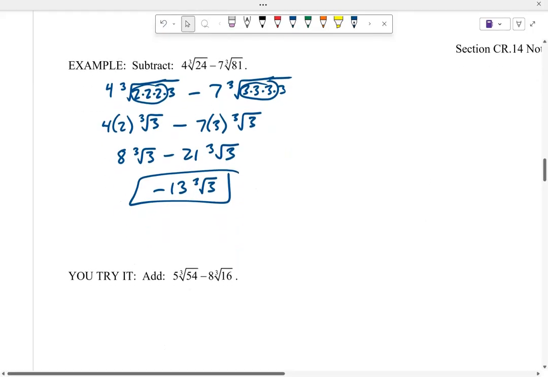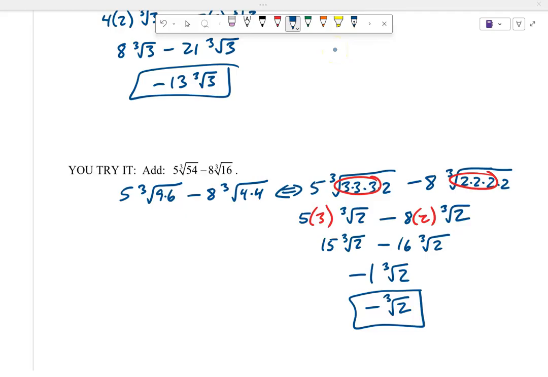Go ahead, pause it, try that next one. We'll end up with that negative third root of 2 on that one.